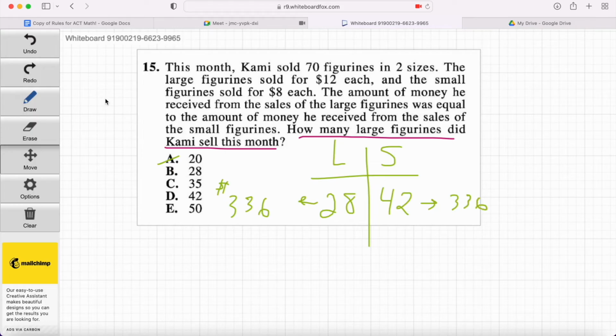I mean, we could test the others, but I don't think we need to because if B works, the others aren't going to. Save time. That's not too bad, is it? Nope. Okay. So B is the answer.